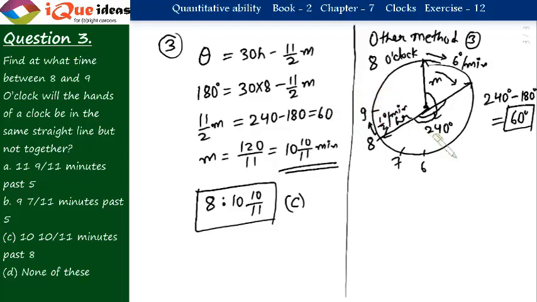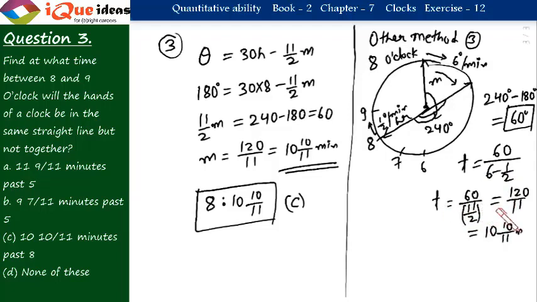So the time required would be distance 60 divided by relative speed, same direction, 6 minus half. So it is equal to 60 divided by 11 by 2. Hence the 2 goes into the numerator. 60 into 2 is 120 divided by 11. Now 120 divided by 11 is 10 10 by 11 minutes. And this is after 8 o'clock, so the time would be 8, 10 10 by 11. So the answer option should be C.